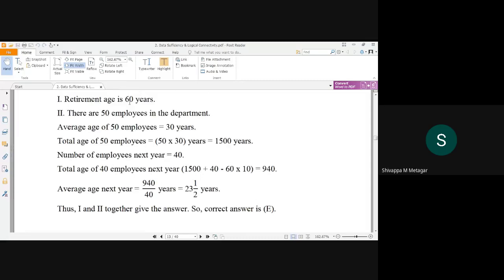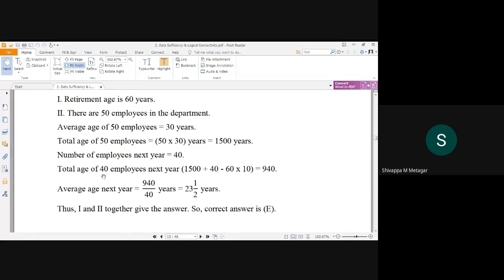Retirement age is 60 years, given in the first statement. The second is that there are 50 employees in the department. The average age of 50 employees is 30. So the total age of the 50 employees is 50 into 30, which is 1,500. And the number of employees next year: a total of 50 are there, and next year 10 people will retire, as given in the statement. So 50 minus 10 is 40.